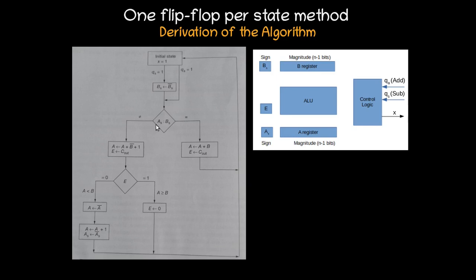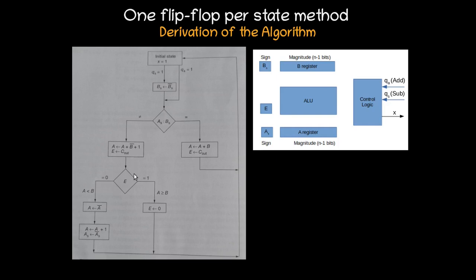Then if AS and BS, these are the sign bits, are different, not equal, in that case we need to subtract B from A, or we have to perform A minus B. That is mentioned here: A is equal to A plus B bar plus 1. B bar plus 1 means the 2's complement of B, which is equivalent to the subtract operation. That can be done by using our ALU. Okay, and E is equal to carry out.